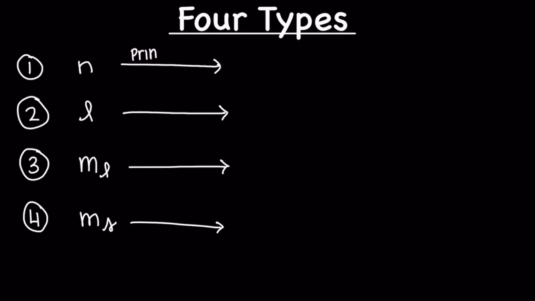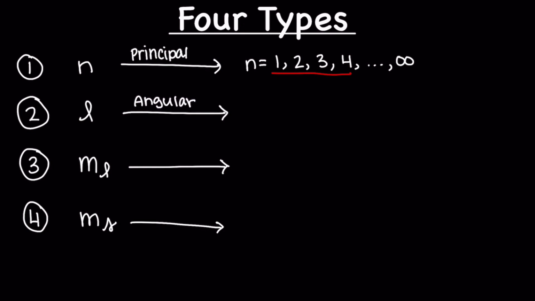Type 1, n, is the principal quantum number. And n can have the following values. N can be 1, 2, 3, 4, and all the way over to, in theory, infinity. But in your classes, all you're ever going to use is 1, 2, 3, and 4. L is the angular quantum number. L is going to be less than or equal to n minus 1. Or you could express that as n is going to be greater than or equal to L plus 1.